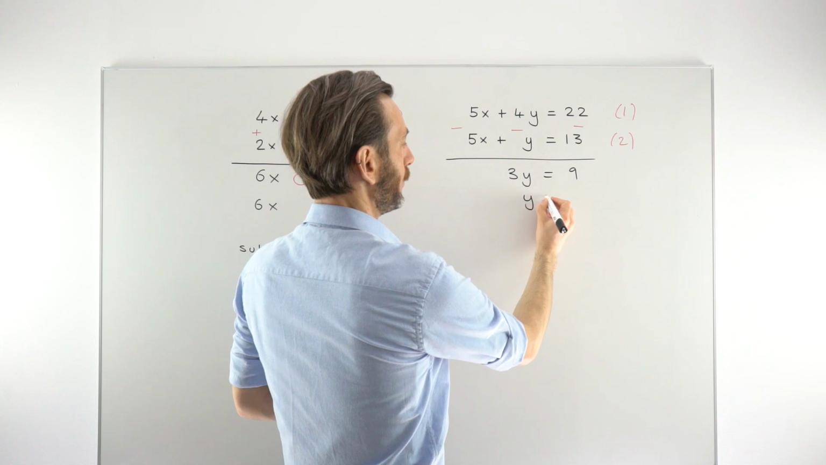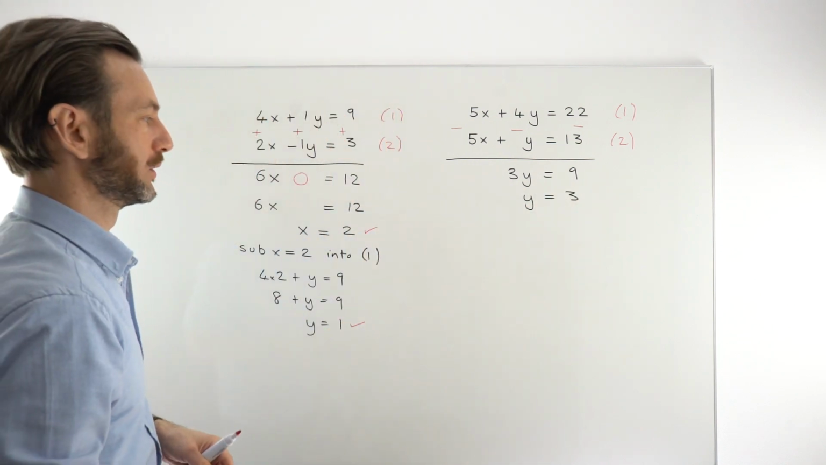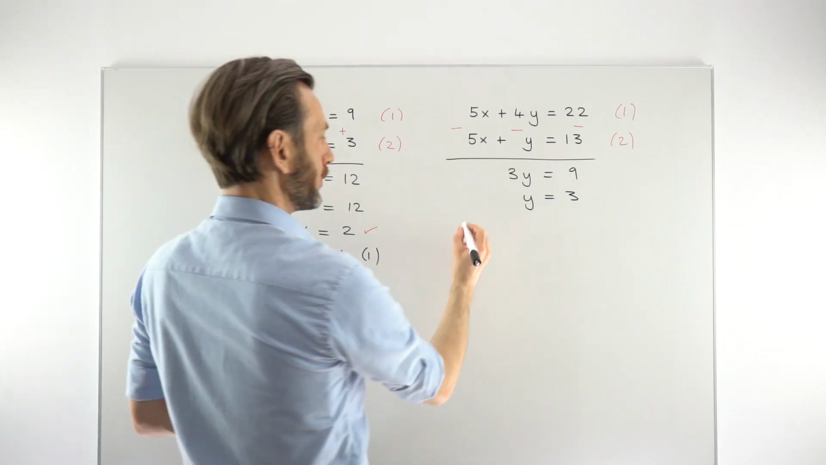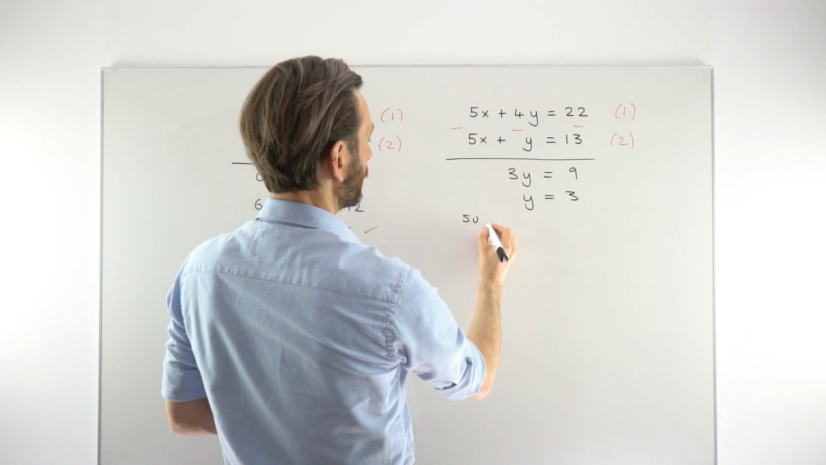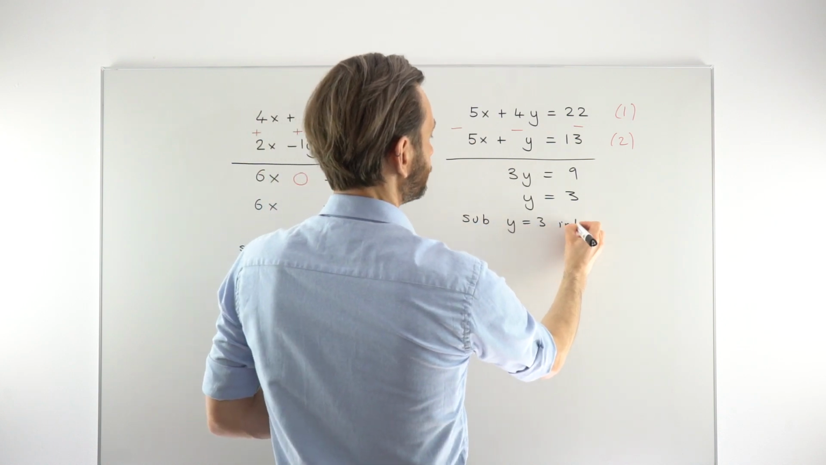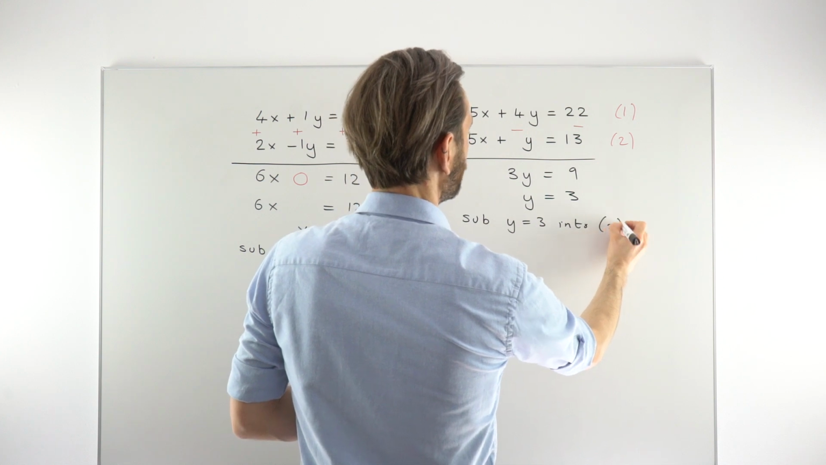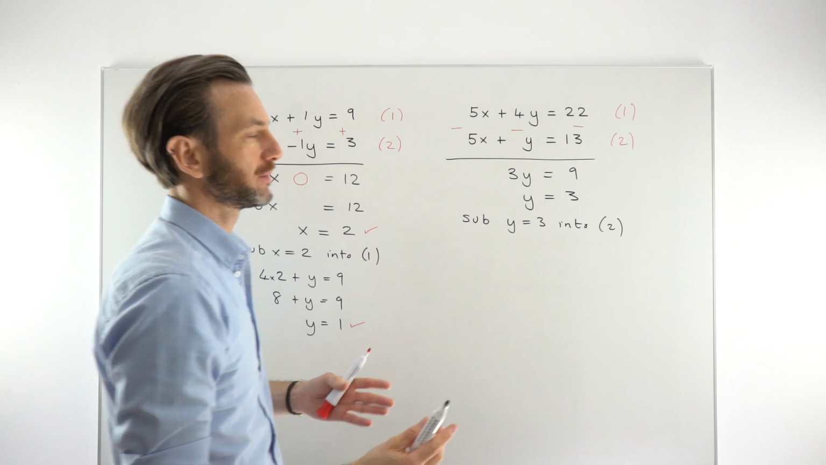Just really easy to solve that one, dividing both sides by 3, and we get our first solution, y equals 3. Just going to substitute that into either of the equations. Doesn't matter again which. I'll go for equation 2 this time. So we're substituting y equals 3 into equation 2.